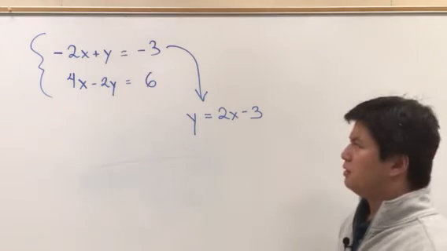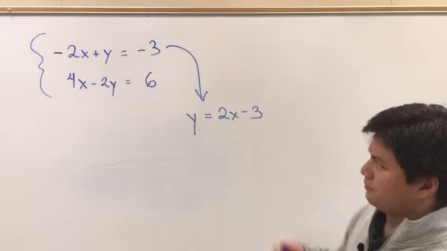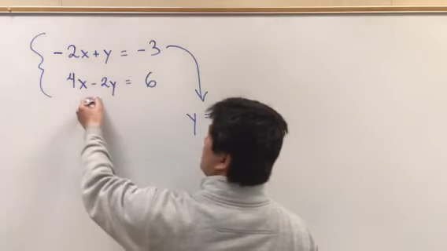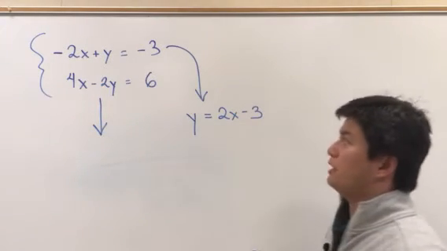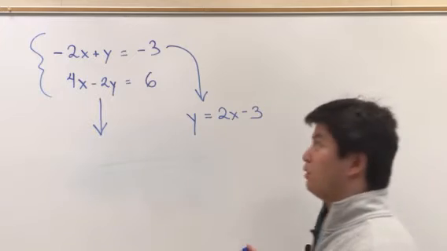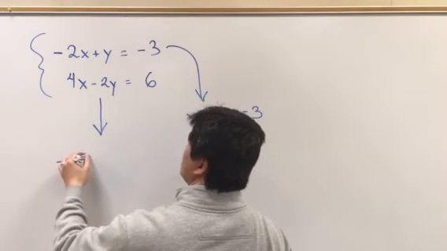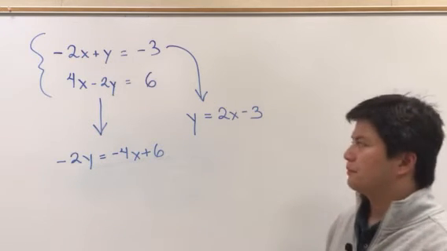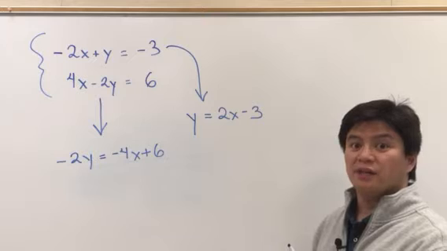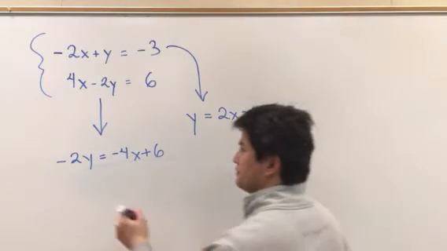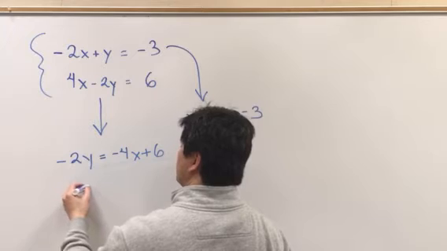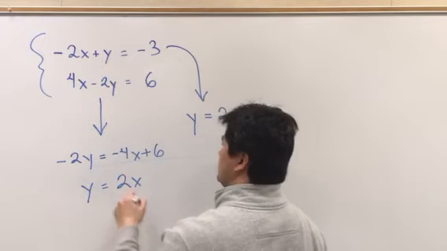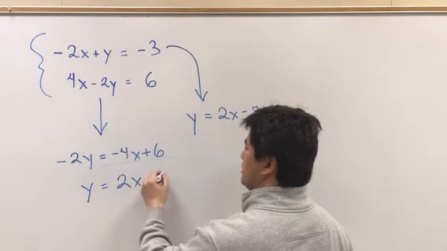If I want to graph the other one, rather than graphing it in standard form, I'm going to change that into slope-intercept form as well. The way I do that, I'm going to subtract 4x from both sides of the equation. I'll have negative 2y is equal to negative 4x plus 6. And then I'm going to divide both sides of the equation by negative 2. If I do that, this becomes y. Negative 4 divided by negative 2 is a positive 2. And 6 divided by a negative 2 is a negative 3.